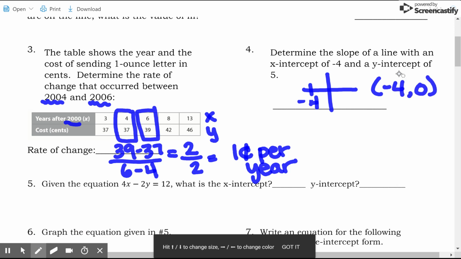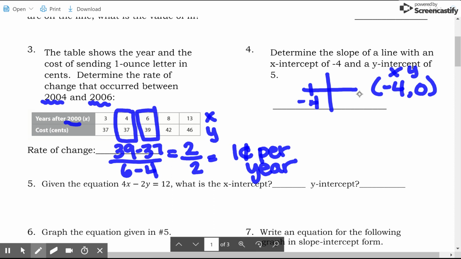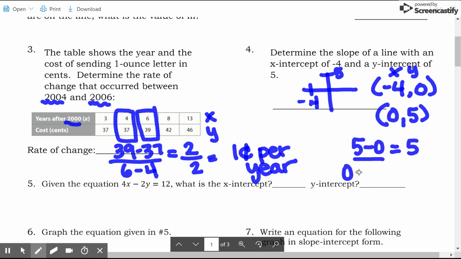Remember, the first coordinate always describes your x-coordinate, and that's -4 on the x-axis. It says your y-intercept is a positive 5, so that point would be 0 on the x, 5 on the y. And if we found the slope of these points, I would say 5 minus 0, which is 5, over 0 minus a -4, which is a positive 4. 5 over 4 is our final answer.